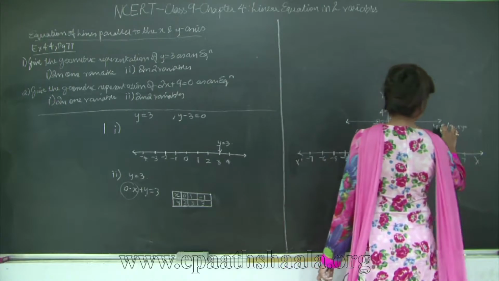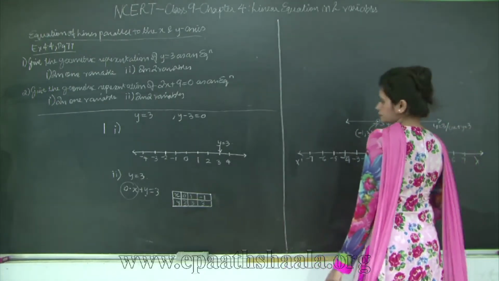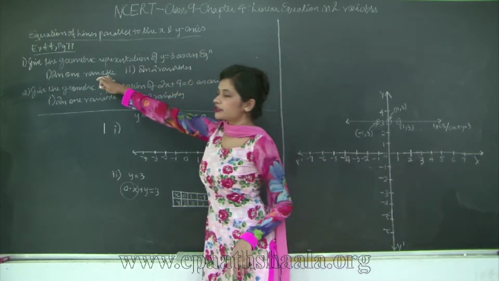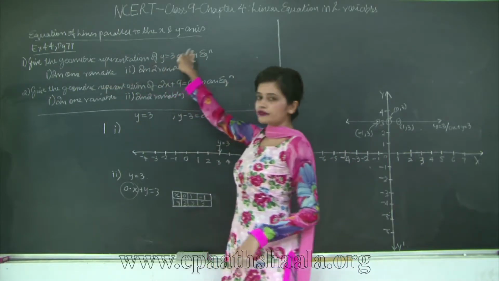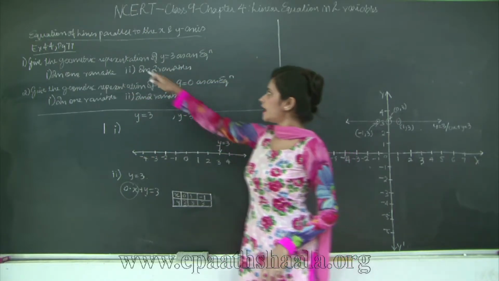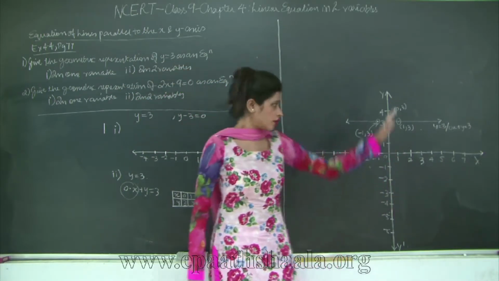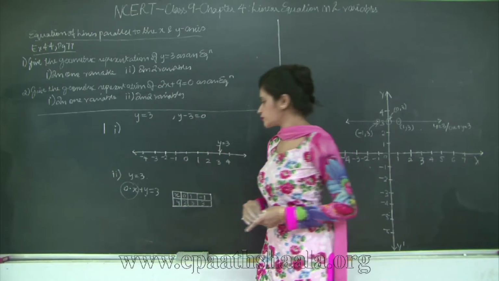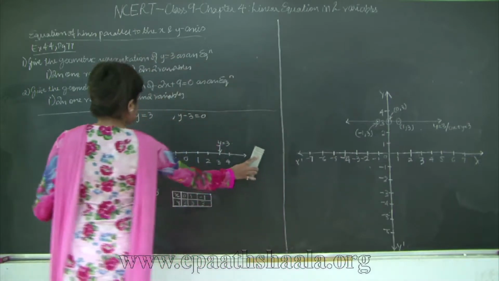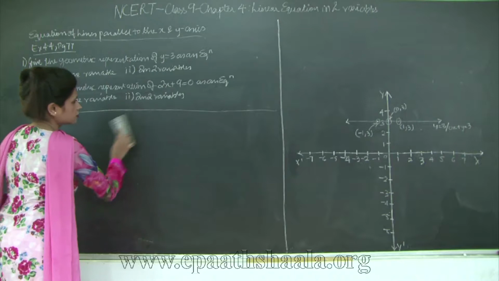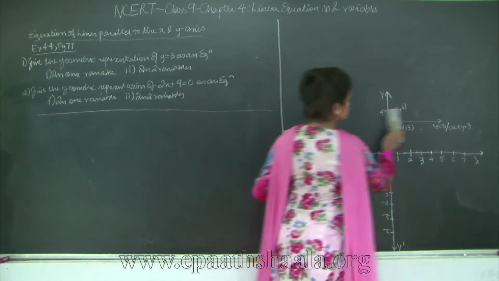With this we have solved the first question, representing this equation in one variable on my number line, and the same equation in two variables on my Cartesian plane, right. So, let's proceed with the second question. I will erase this section. Also I will erase this.